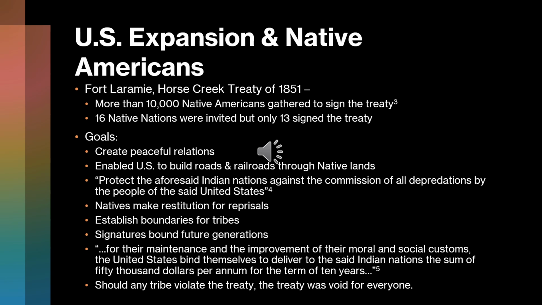Now, what's interesting as well is that should any one of the 13 tribes that signed break the treaty, it was void for every tribe. Now, think about that. If you've got 13 neighbors and all 13 of them agree to a certain code, and then one of them doesn't behave the correct way, or something happens that's out of their control, all of the rest of you suffer the consequences of that. So there are positives and there are negatives of the Fort Laramie Treaty. Again, very interesting, and interesting what comes out of this treaty.